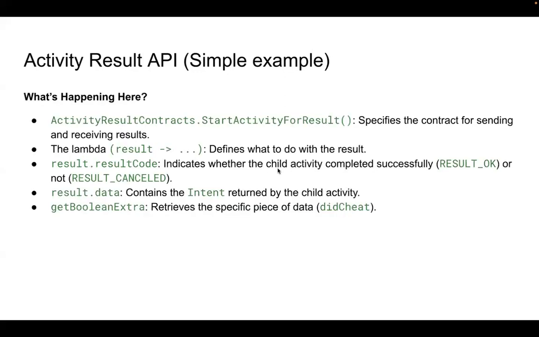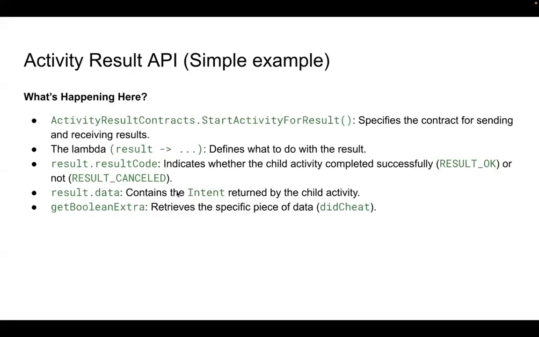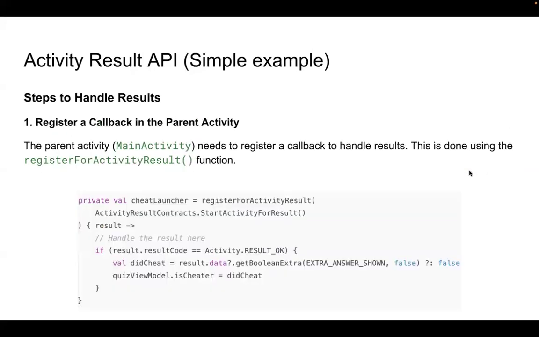All right. So what's happening here? It specifies a contract for sending and receiving data. So I'm talking about this code, right? And then after the lambda, result defines what to do with the result. The result code indicates whether the child activity completed successfully, result okay, or result canceled. And if it did complete successfully, it's going to do result okay. Sorry, I said something wrong, right?